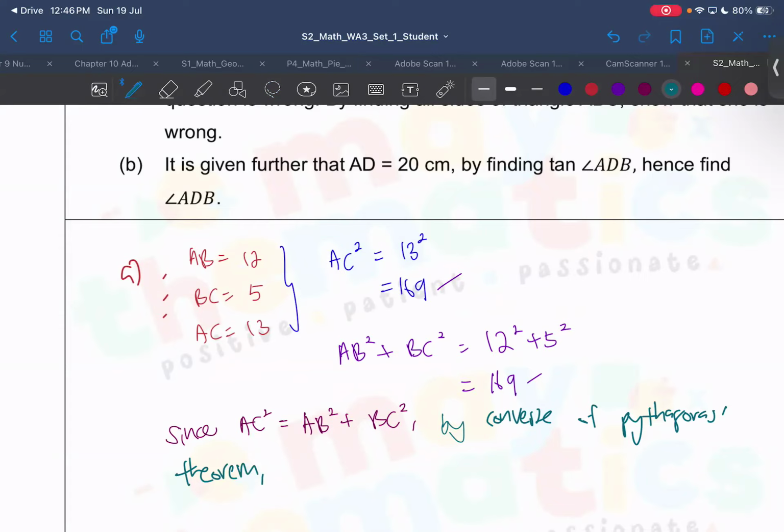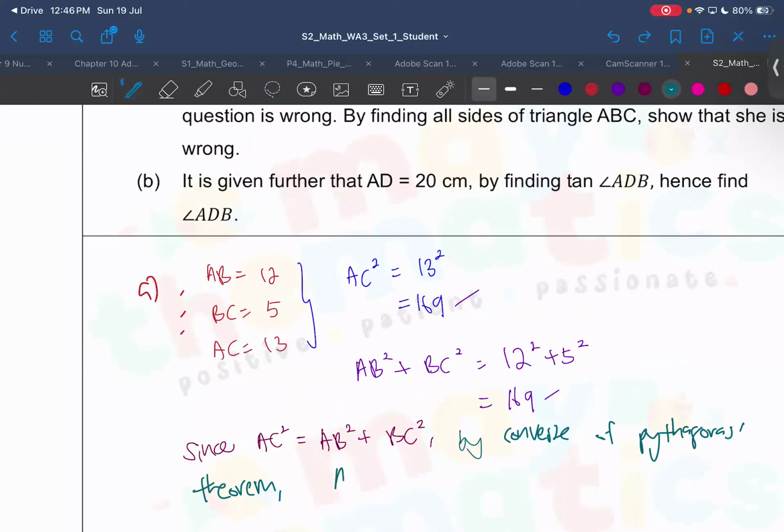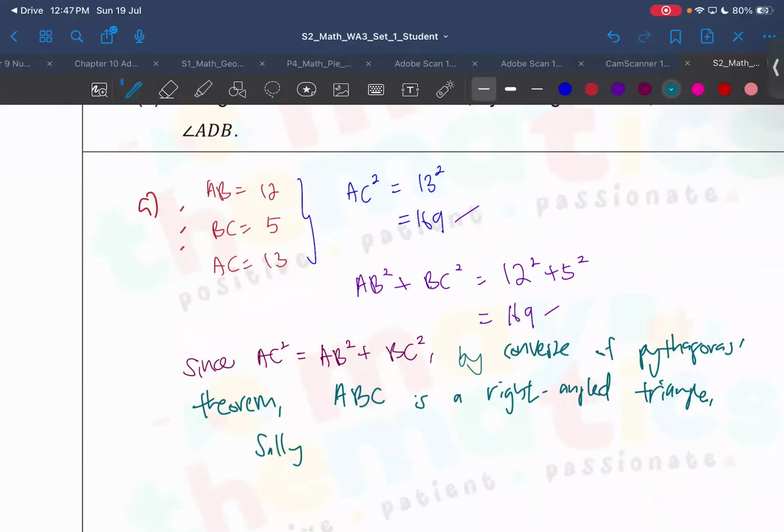By converse of Pythagoras theorem, ABC is a right angled triangle. Okay, and Sally is wrong, because her hypothesis is that this ABC is not a right angled triangle, but we found that it's actually a right angle, so she is wrong.